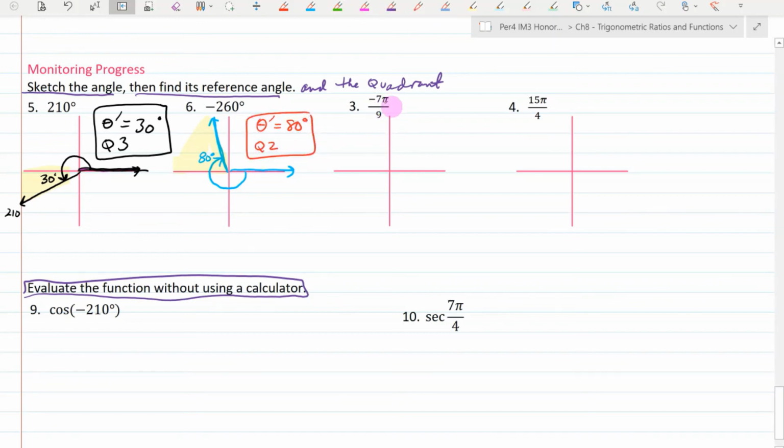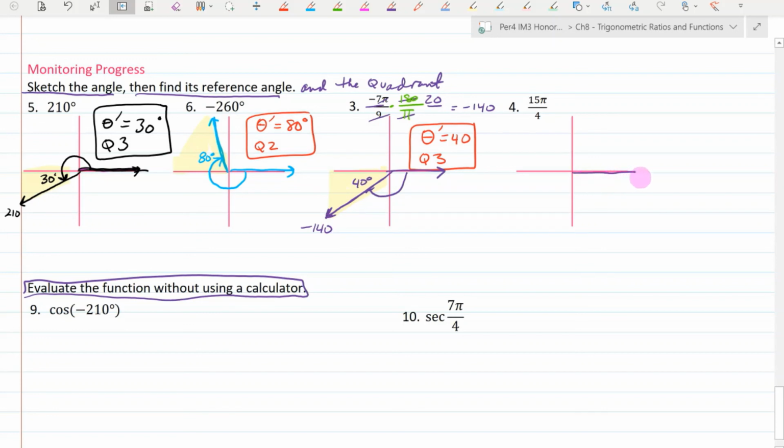For the next one, I'm going to multiply this by 180 over pi just to make it into degrees, so it makes it a little bit easier to deal with. So the pi's cancel, 9 goes into 180 20 times, and then 20 times negative 7 is negative 140. So negative 140 degrees is about here. The reference angle is 40 degrees, and that reference angle is in quadrant 3. And I forgot to put the arrow at the beginning of the angle, so there you go.